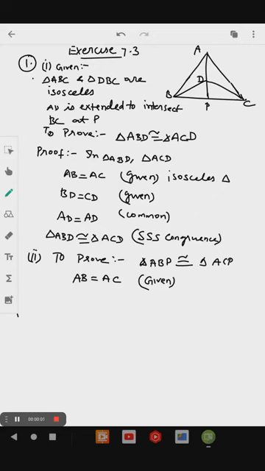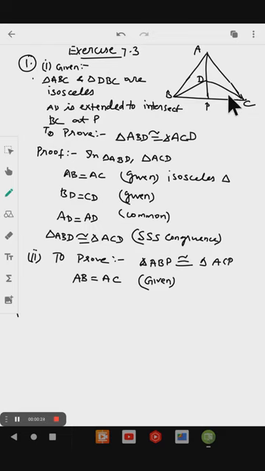Now exercise 7.3. First question: triangle ABC and triangle DBC are two isosceles triangles on the same base BC, and vertices A and D are on the same side of BC.